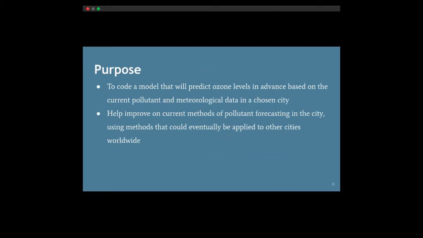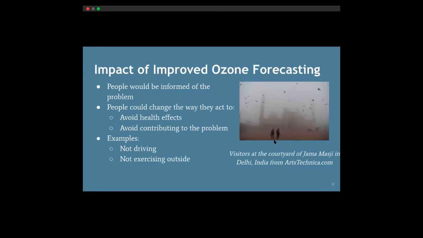This way, we could help improve on current methods of pollutant forecasting in the city by using methods that could eventually be applied to other cities worldwide. What this would mean is that it would allow people to be informed of the problem. Knowing about the problem and the dangers that it poses to themselves and others would give people an opportunity to alter their behaviors in such a way that lessens the severity of the issue.